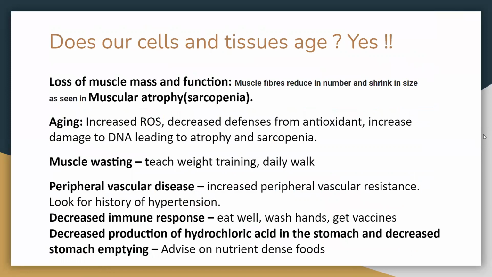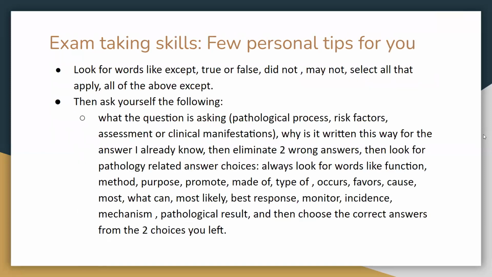Another thing is aging. A lot of students underestimate this section. Loss of muscle function is part of normal aging, but poor function of the muscles can lead to atrophy and sarcopenia. There are clinical examples given under the cardiovascular system, immune system, and even our GI tract. So how do we teach patients in these settings?